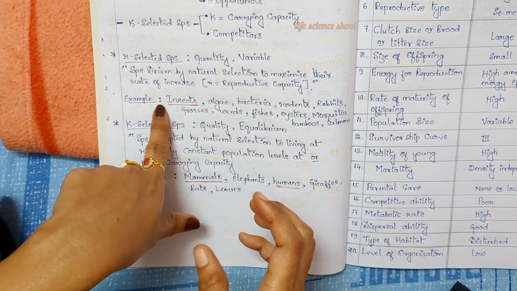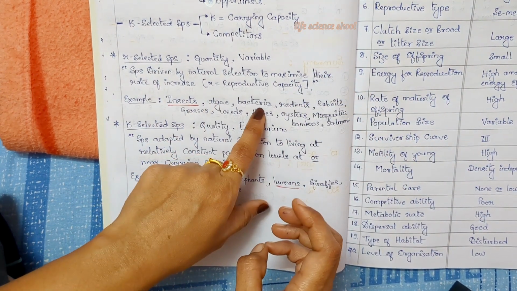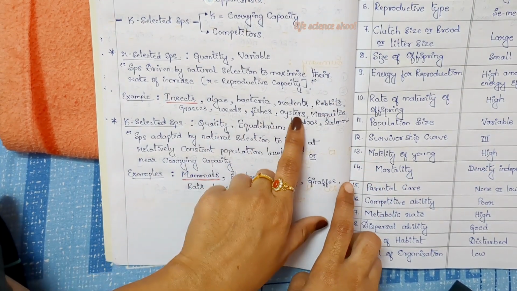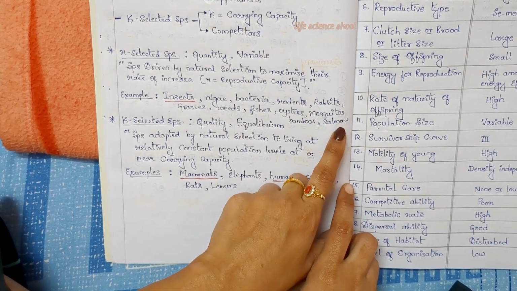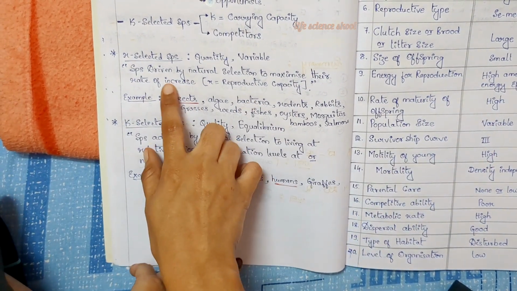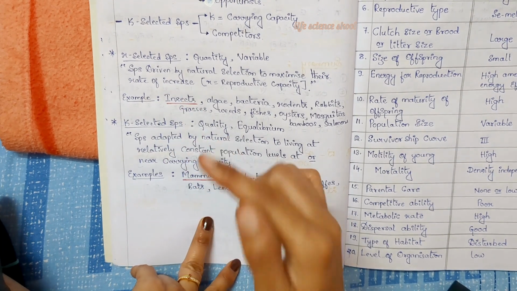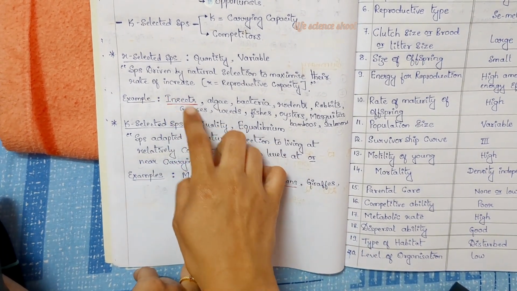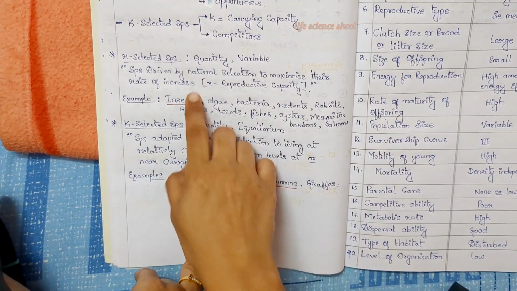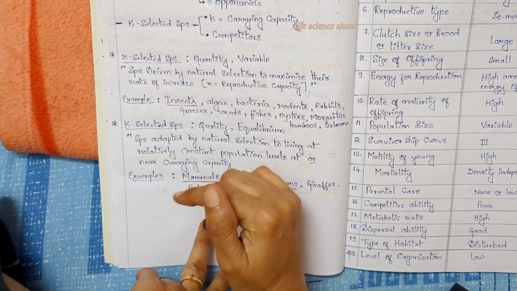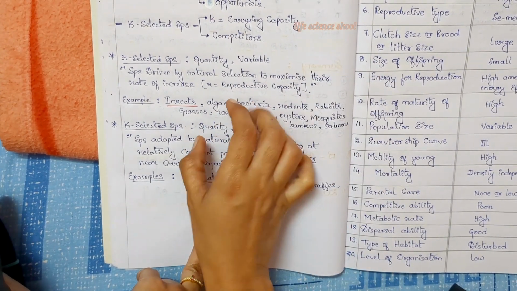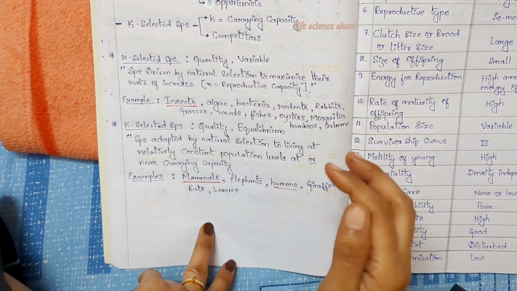Examples for this are insects, algae, bacteria, rodents, rabbits, grasses, weeds, fishes, oysters, mosquitoes, bamboos, salmon, etc. You can give so many examples here; these are the major ones. More importantly, for r-selected species you have to remember insects. I will tell you why you have to remember this, because this will help you face the exam. So watch the video fully. I will explain all these things in detail in the next 5 minutes.